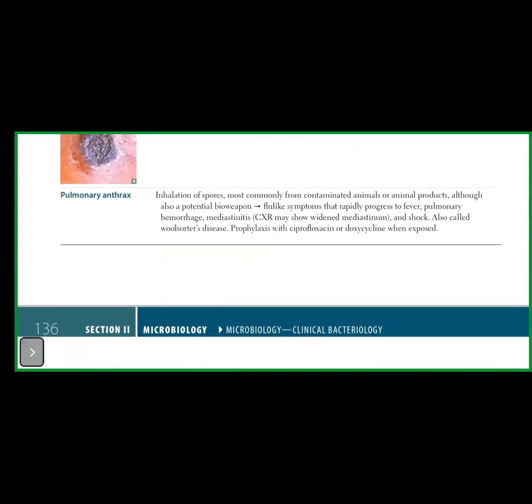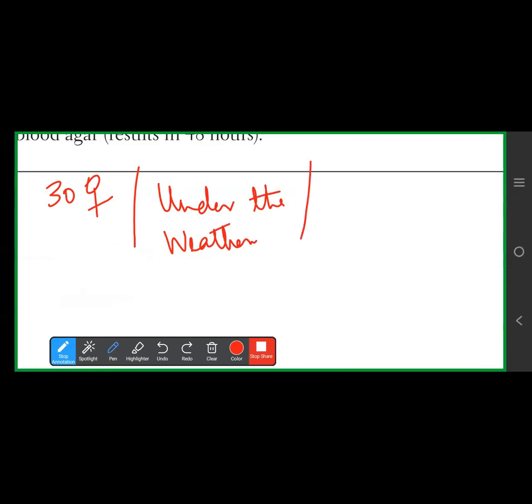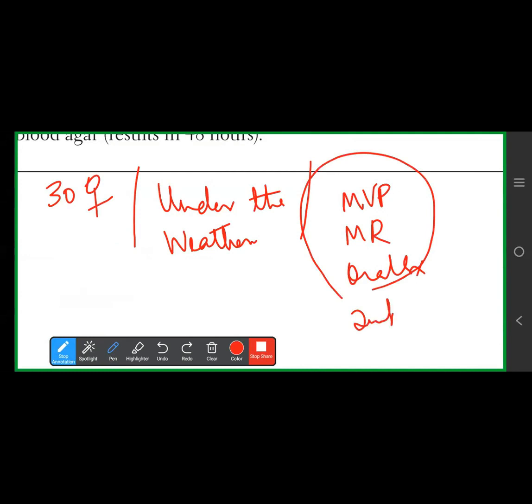Next, let's say we have a 30-year-old woman coming to the clinic because she's feeling under the weather. That's all she's saying, and this has been there for the past 2 weeks. She has a history of mitral valve prolapse, mitral regurgitation, and oral surgery, all 2 weeks ago.